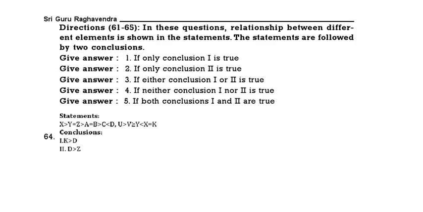Next question. X greater than Y, Y is equal to Z, Z greater than A is equal to B, B greater than C, C less than D, U greater than V, V greater than or equal to Y, Y less than X, X is equal to K.